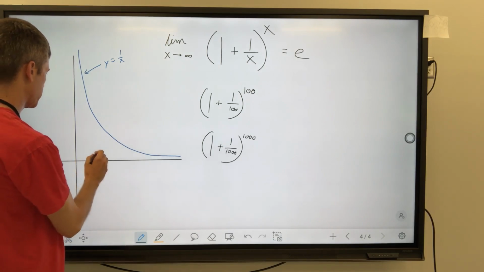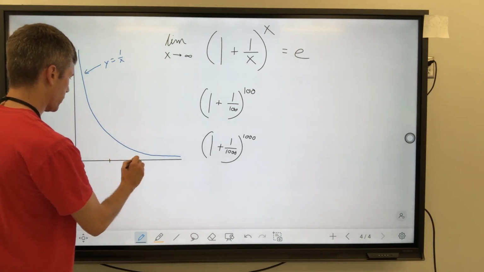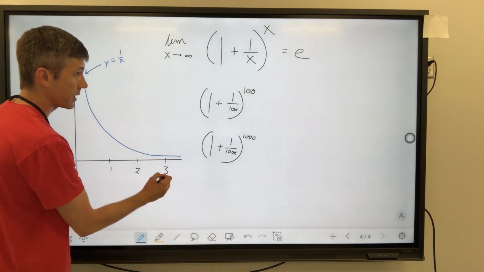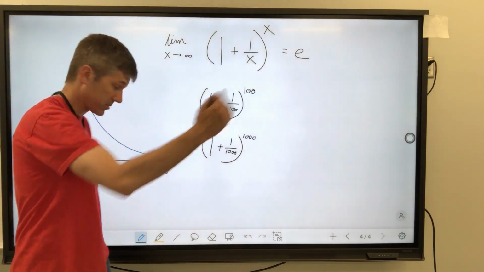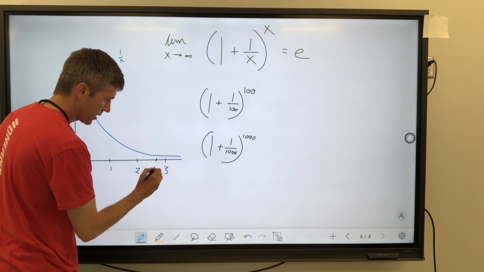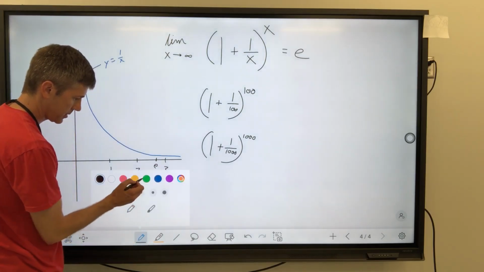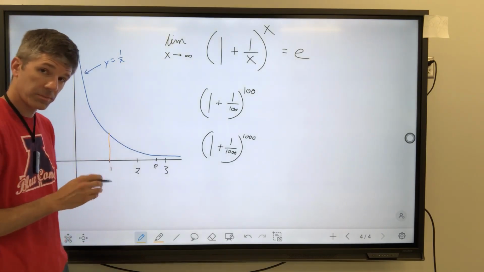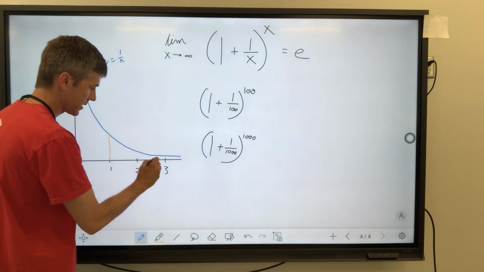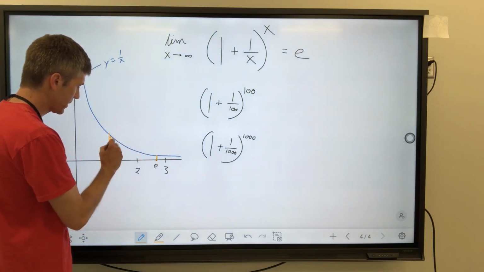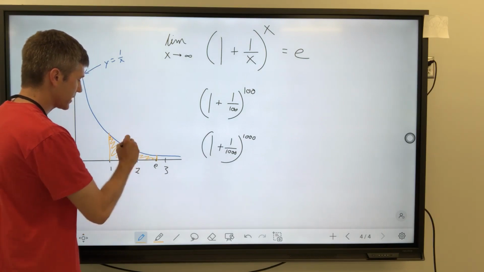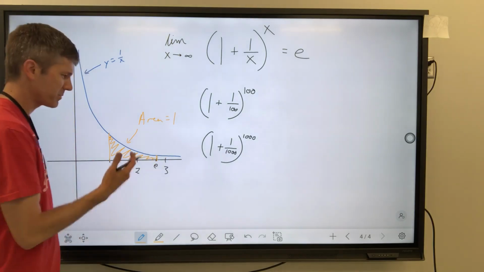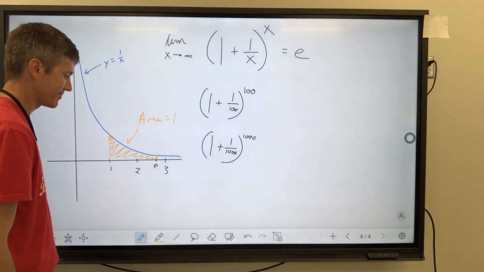We'll put 1 here, we'll put 2 here, we'll put 3 here. Well, if this is 1 and this is 2 and this is 3, and e is 2.7 something, then right about here-ish is e. Then, let's switch to yellow for fun. The area under the curve, but bound between this curve and the x-axis, from 1 to e is exactly 1. So the area is equal to 1. Beautiful. e pops up everywhere. It's fantastic. I love it.